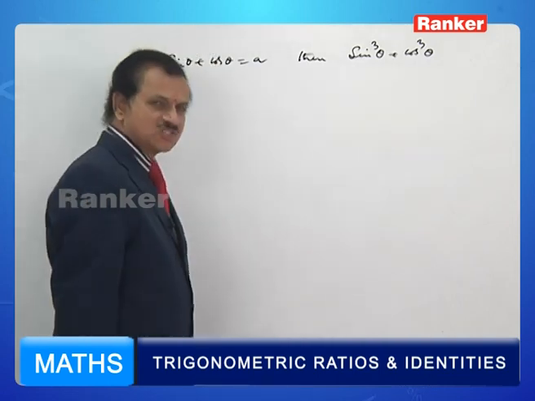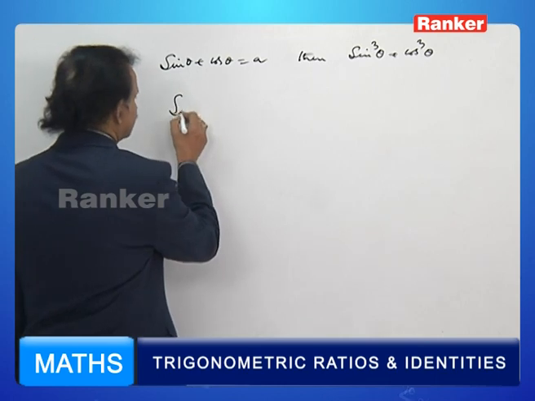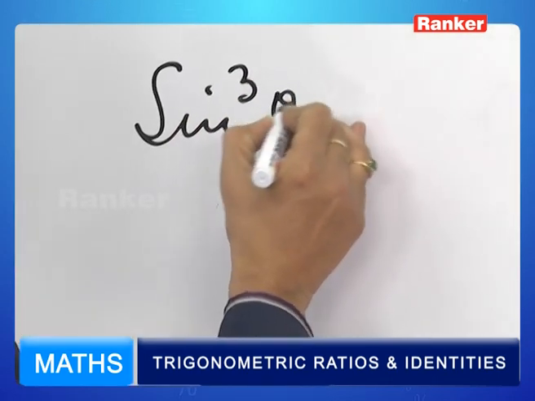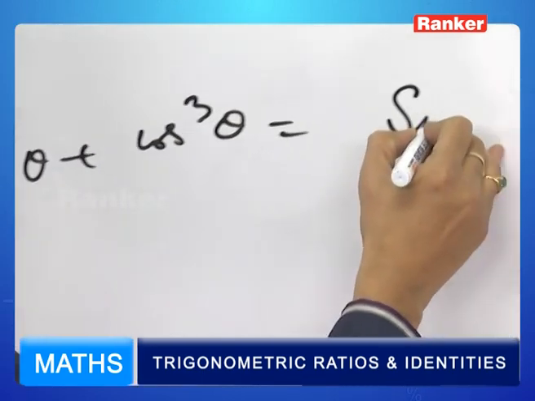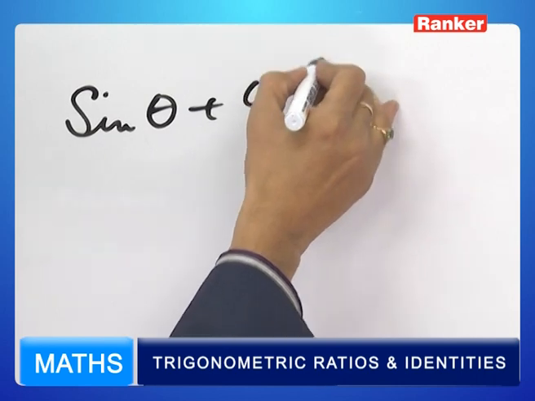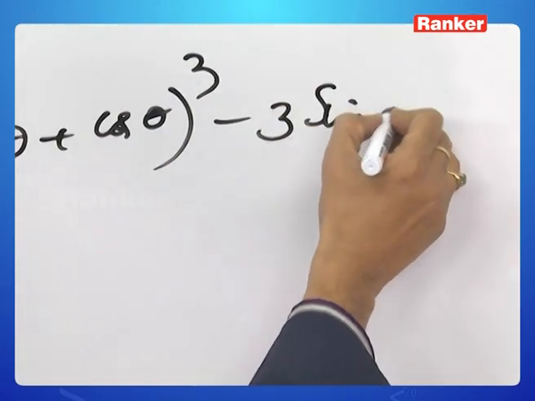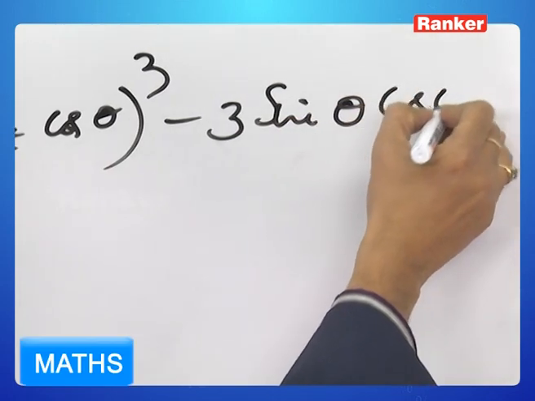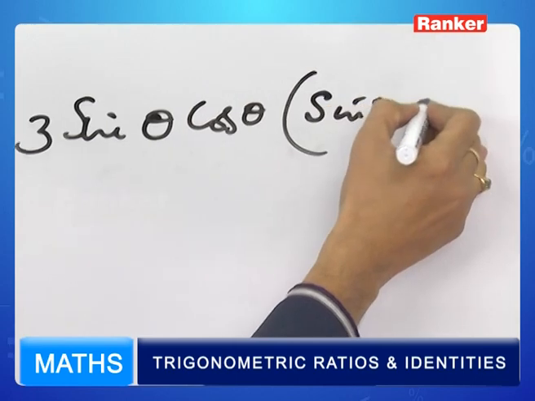Let us now start. First of all, sine cube theta plus cos cube theta is equal to, come on, tell me, a cube plus b cube, a plus b whole cube minus 3ab into a plus b, sine theta plus cos theta.